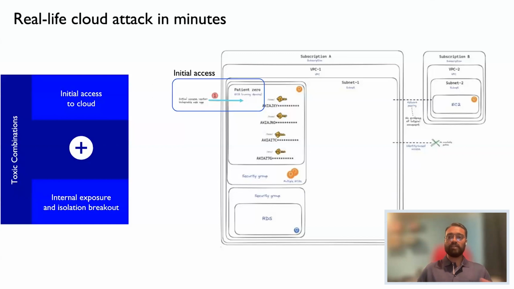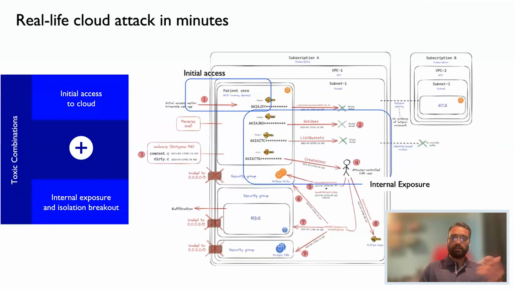Now, typically attacks begin with some sort of initial cloud access. In this case, the cloud access occurred in patient 0, which is an EC2 instance running Apache in subnet 1. Then what occurs is an attacker gets access to that EC2 instance. They then essentially start looking through the various secrets that were left on that instance to see what permissions they had in the environment. They saw a get user, a list buckets.